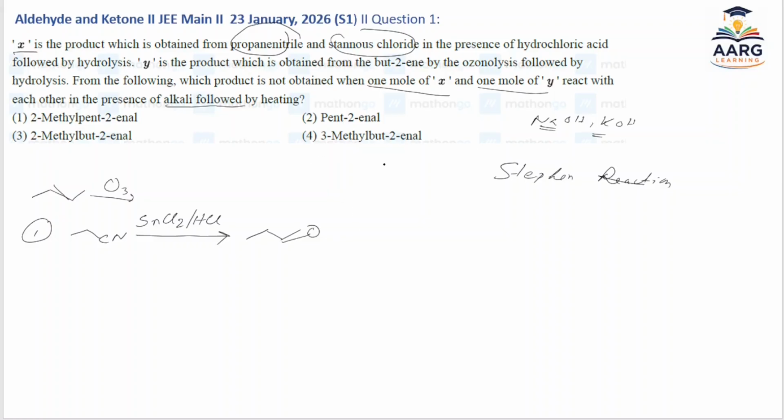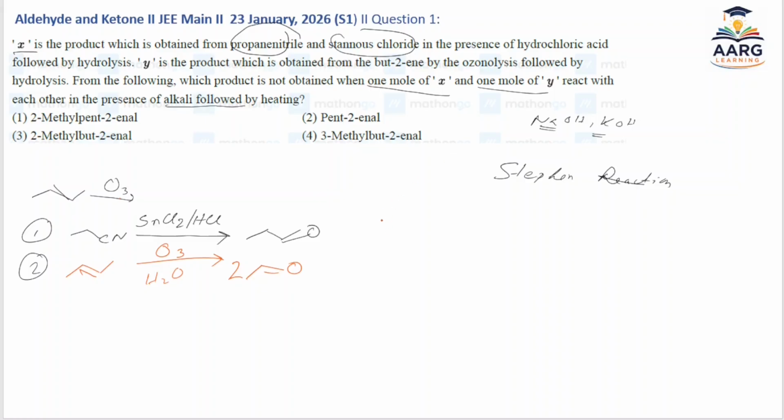So this is one part, and the second part is the ozonolysis reaction. So I'll change the color. This is butene on ozonolysis reaction followed by hydrolysis. It will give the corresponding aldehyde. I'm not going to discuss the mechanism or reaction details. So this is number 1, this is number 2. Now this one and this one will react with each other and give 4 products.